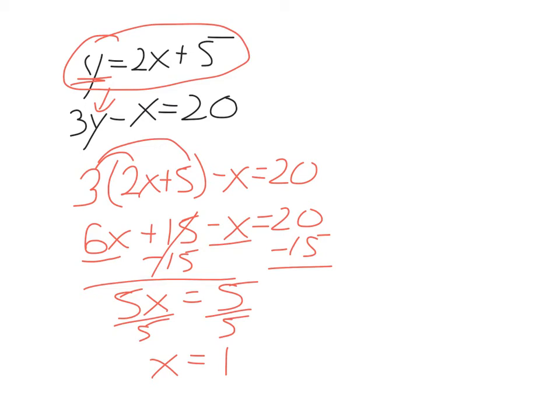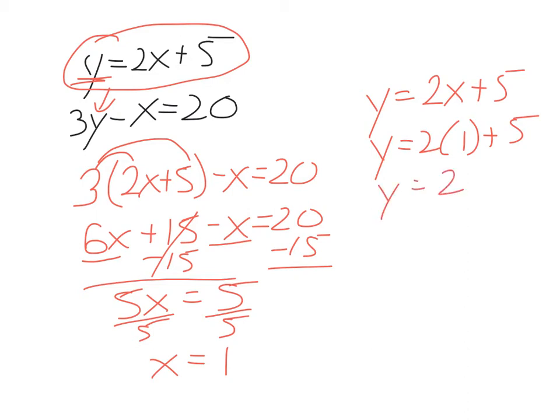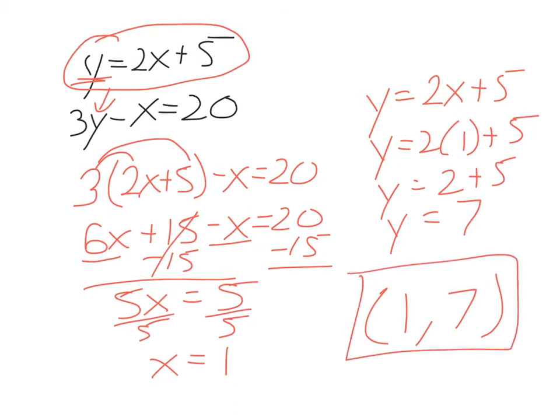So now I just plug that 1, which is nice, back into one of the equations. Well, this is the easiest one. y equals 2x plus 5, which would be y equals 2 times 1 plus 5. And 2 times 1 is 2 plus 5. So y is equal to 7. So then my answer is 1, 7. And that's the ordered pair. That is the solution to the system of equations.